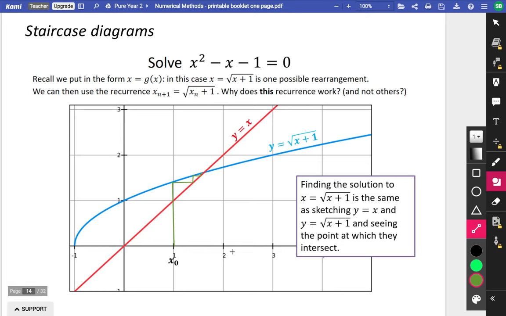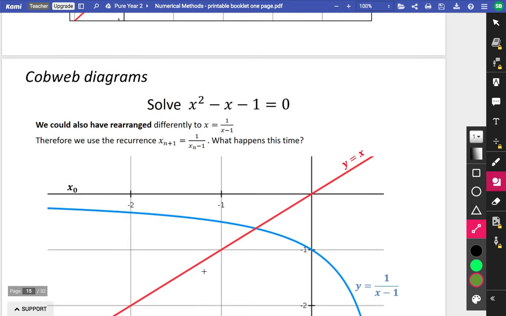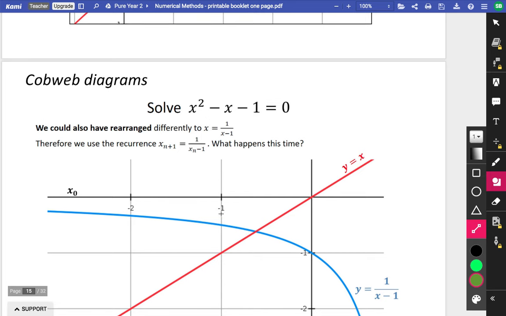Okay, so this one is a staircase that does converge to the root. There are a couple of other things that can happen here. So this is one of them that shows why it does work. Okay, then we can sometimes have something called a cobweb diagram.